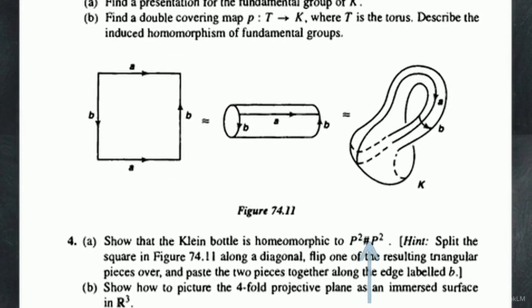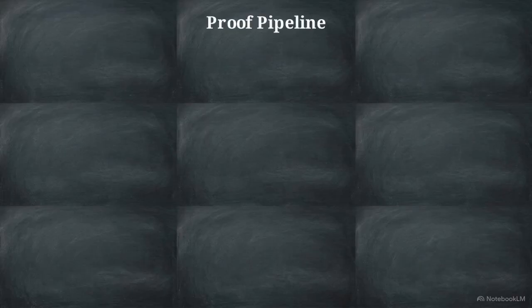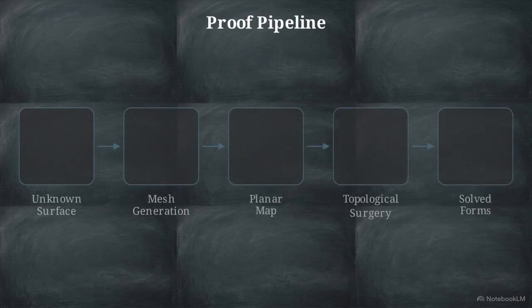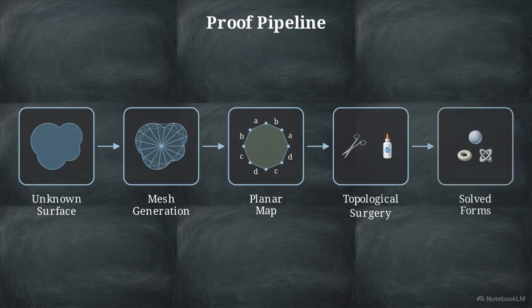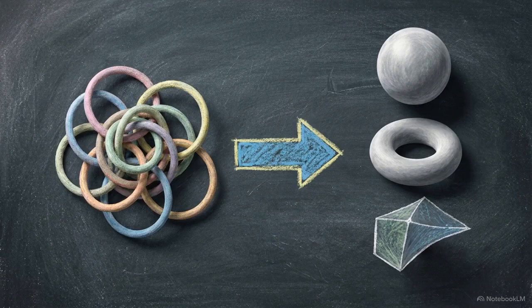If we step back, the entire pipeline of the proof is clear. We start with an unknown surface, triangulated, flatten it into a single polygon, apply elementary operations, and eventually arrive at the standard classification. Topology allows us to move past visual complexity and arrive at a definitive list that accounts for every compact surface.